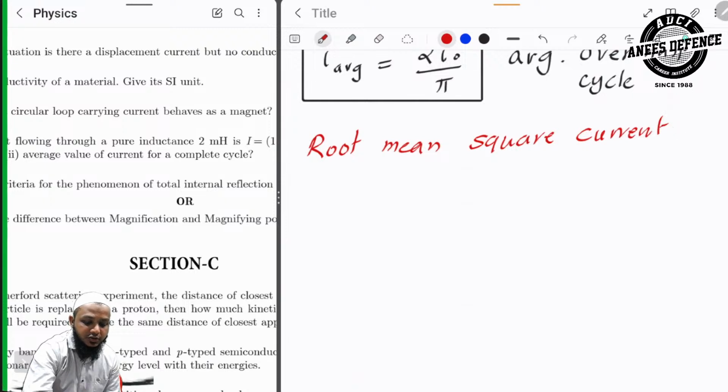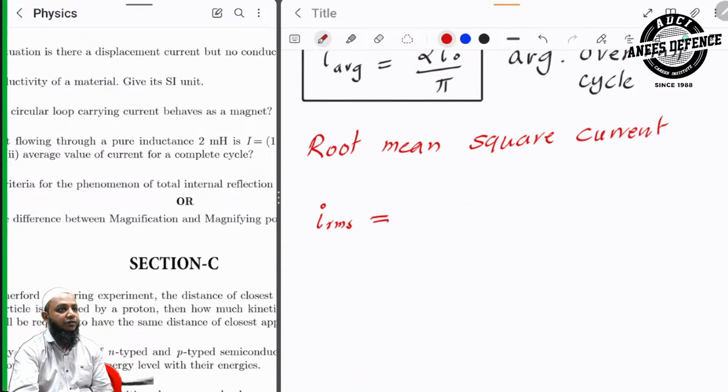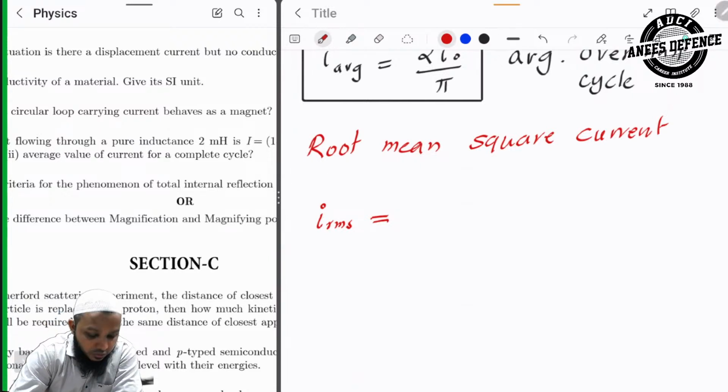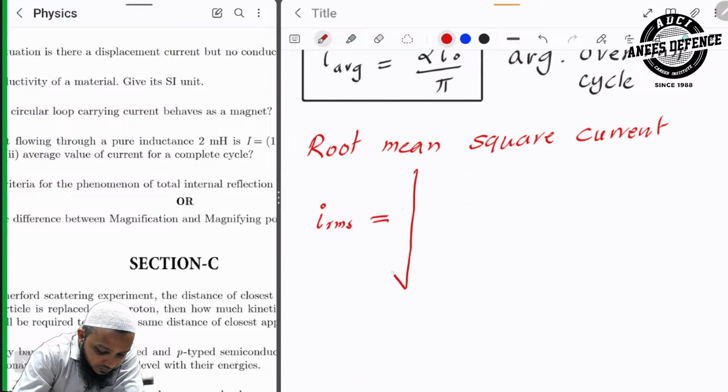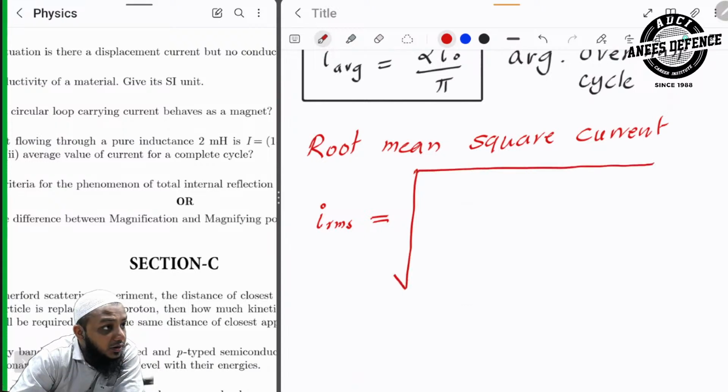Current. This is called RMS current. So from this name itself, I can write the formula for RMS current. Now see, what is the first word? Root. So I will put a root. Correct? What is the second word? Mean. I have to take mean of something.